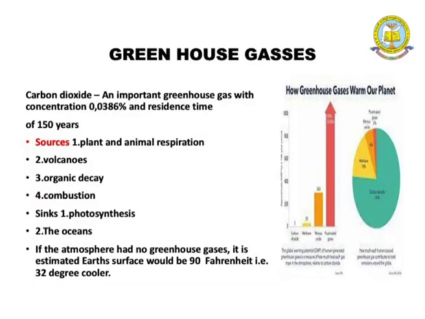Now, what are the sources of this carbon dioxide? Carbon dioxide is necessary for plant and animal life. Plant and animal respiration is one of the sources of carbon dioxide. You have the natural sources such as volcanoes and organic decay, and combustion, which is an anthropogenic factor. Now, what are the sinks? Sinks are photosynthesis. Photosynthesis is a process which is carried on by plants. Plants utilize carbon dioxide for the process of photosynthesis, and oceans also act as one of the sinks of carbon dioxide.